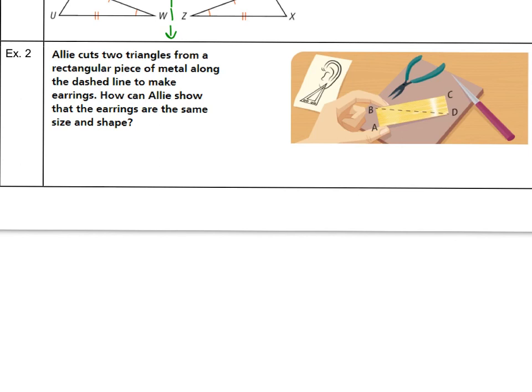Well, here's where we have to look at the given information in the problem itself. It says Allie cuts two triangles from a rectangular piece of metal. Go ahead and circle or bubble or underline rectangular piece of metal. Because of the definition of a rectangle, we would know some things about the picture. We know that the left side, AB, would be congruent to the right side. So we could say AB is congruent to CD. And that's just the definition of a rectangle.